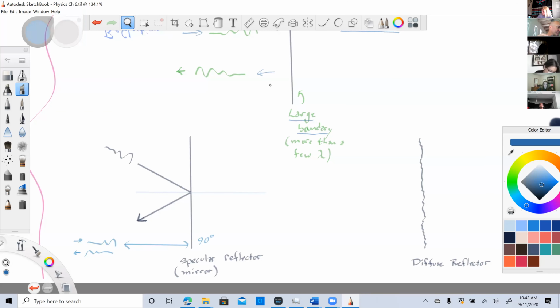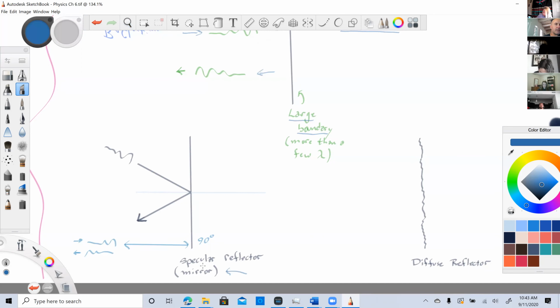Oh, that's right. We have different types of reflectors as well. There is the specular reflector, or mirror. I forgot exactly, I think it's Greek. Specular is mirror in Greek.